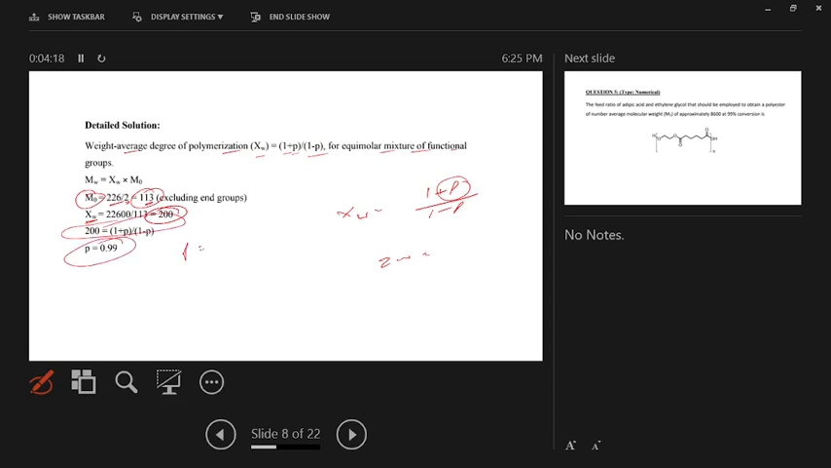So the conversion is 0.99. This is the fraction of molecules which are converted. If you want it in percentage, you need to multiply by 100, so it will be 99%. So the answer will be 99%. This is the answer to this question.